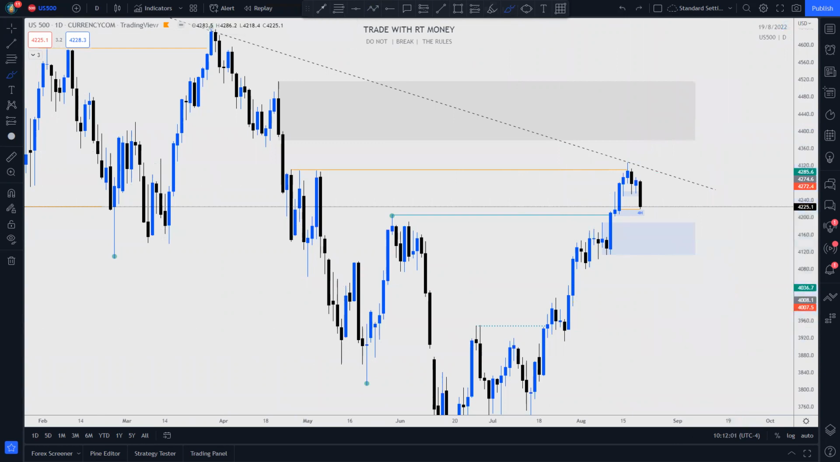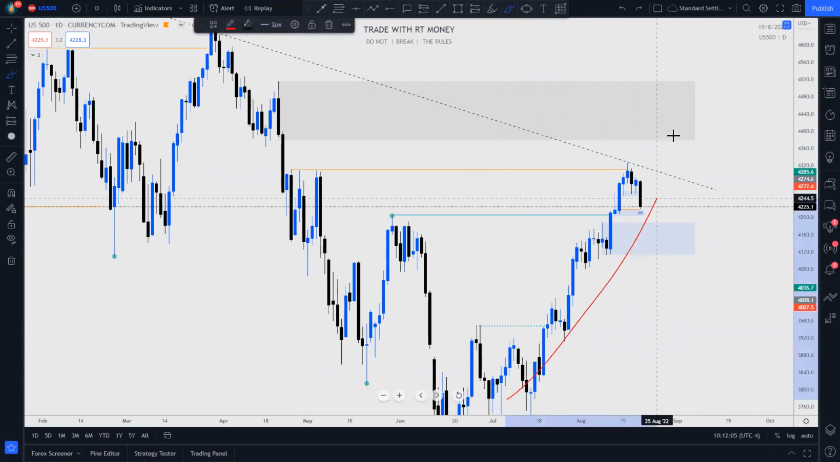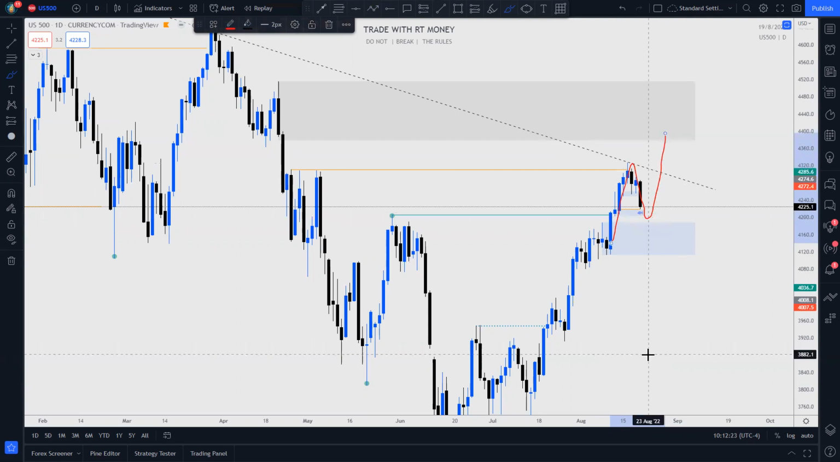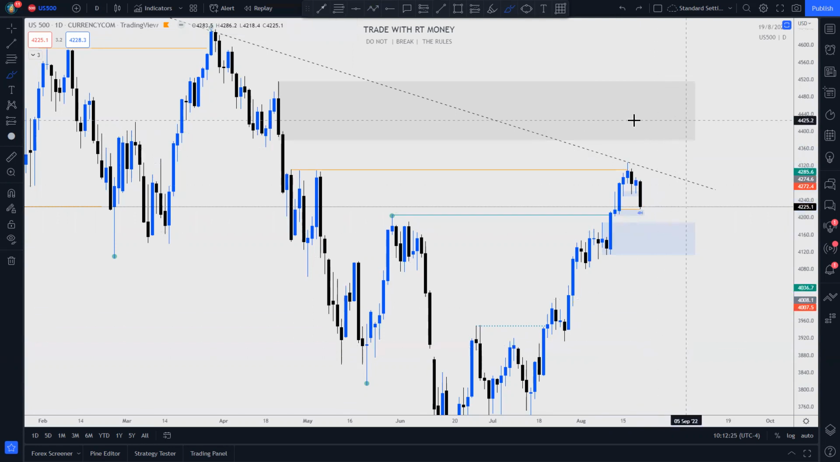Does that mean that we're going to jump straight up there? No, it doesn't, but we have bullish momentum here, right? And usually every impulse is corrected: impulse, correction, and then the next impulse. So I'm looking at this area.